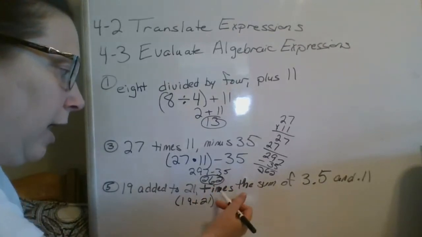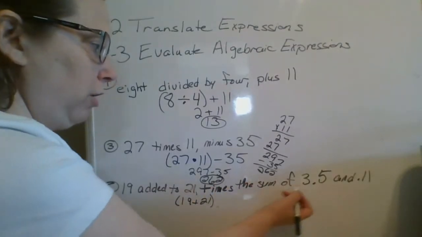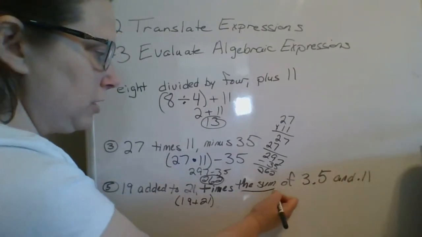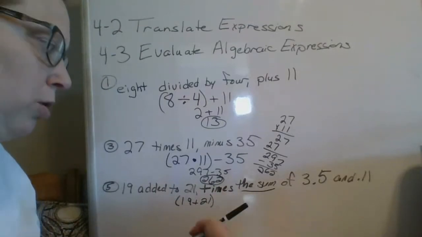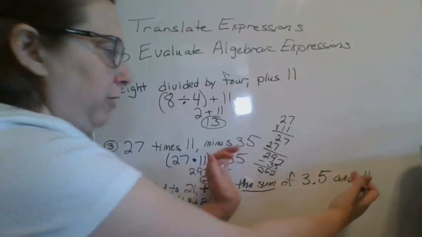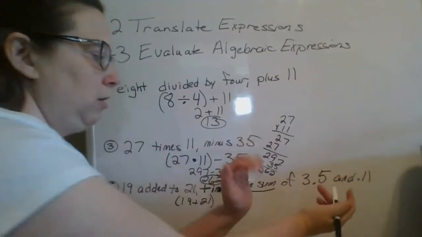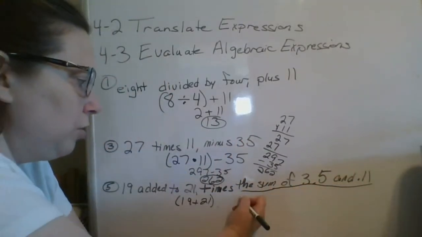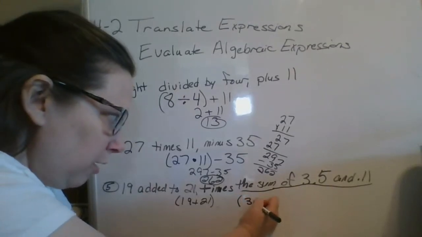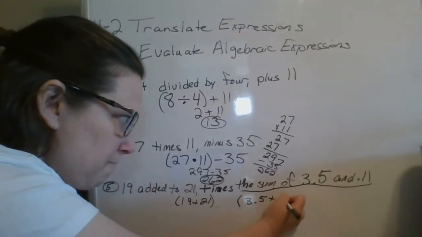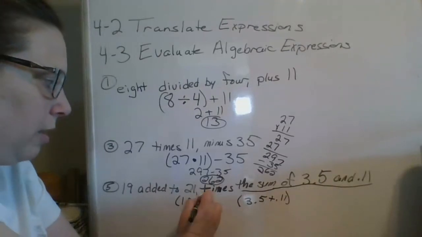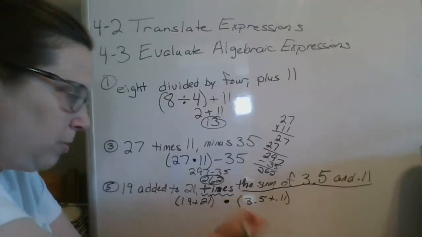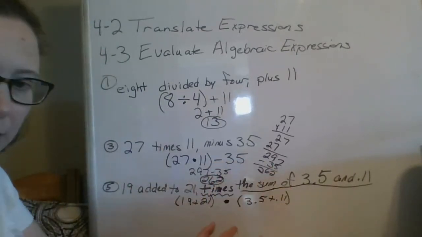And then over here it says times the sum of 3 and 5/10 and 11/100. When you see the sum of, or the product of, or the quotient of, that is signifying that whatever comes next is going to be grouped together. So this says the sum of 3 and 5/10 and 11/100. So that is also going to be in parentheses. And we do that. And then we're missing this word here, which is times. That means that we're going to multiply these two sets of parentheses together.